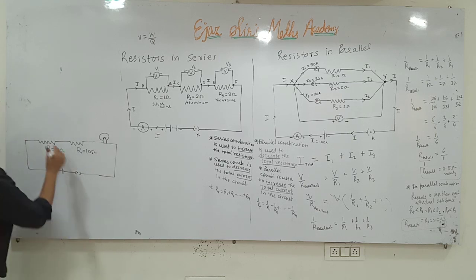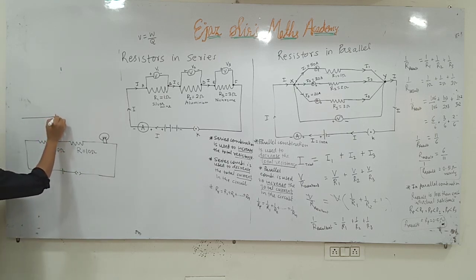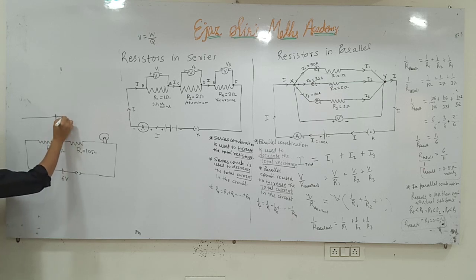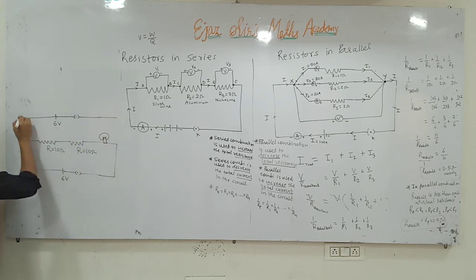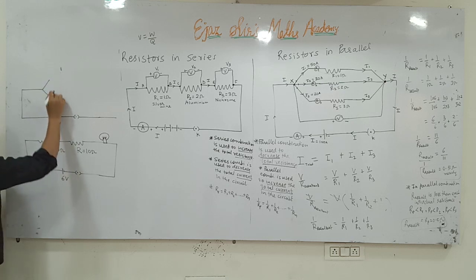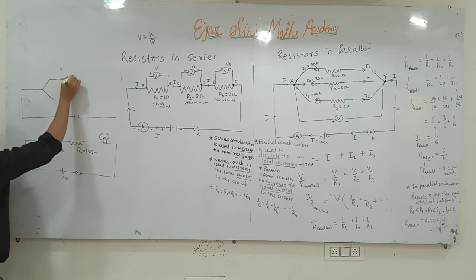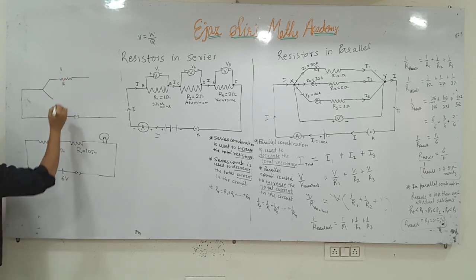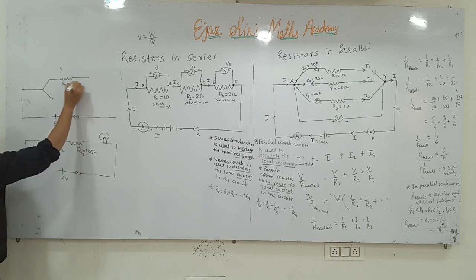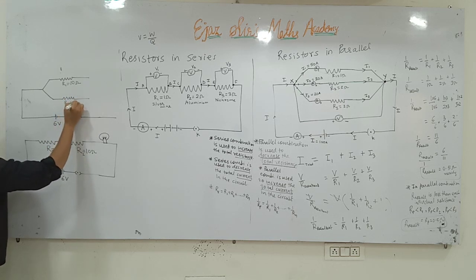And another case. This is a cell. Let us say cell has 6 volt. This is also 6 volt. We don't have to do much with the voltage in this particular question. And here there are two resistors. Let us say this is R1 and this is R2. R1 is again 10 ohm and R2 is also 10 ohms.